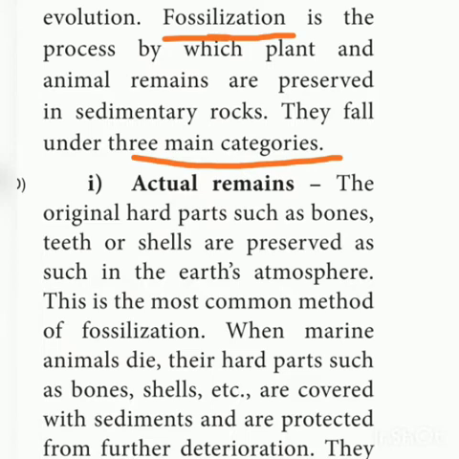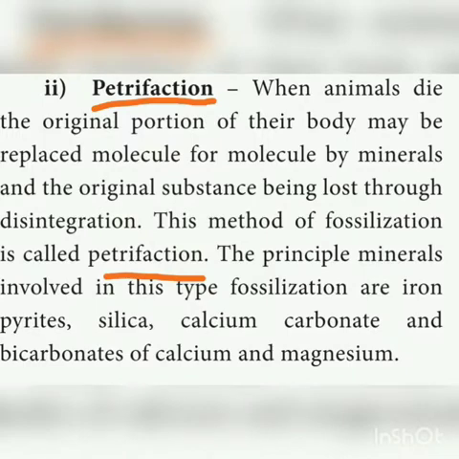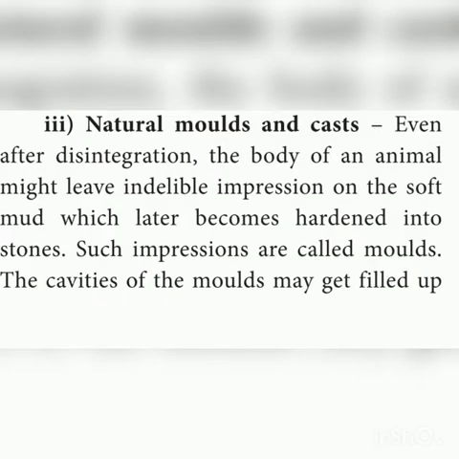They may come under 3 different categories: number 1 is actual remains, number 2 is petrification, and number 3 is natural molds and casts. It is also a very important question. You have to explain with examples.